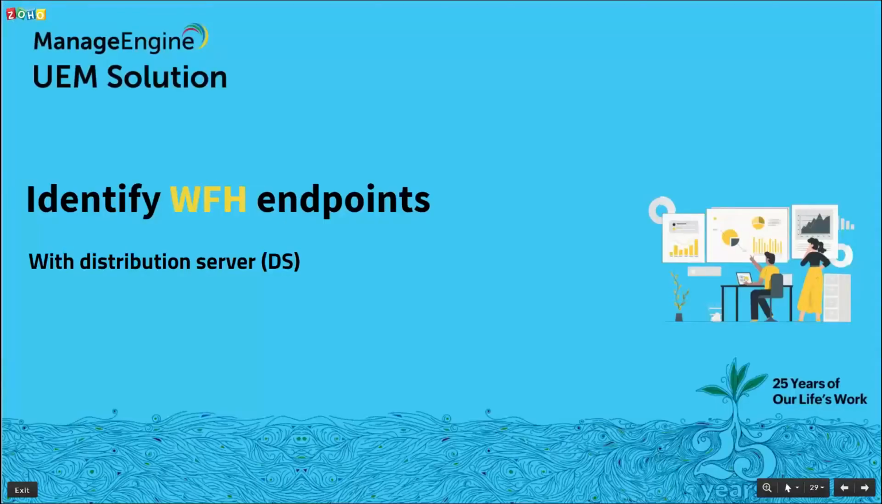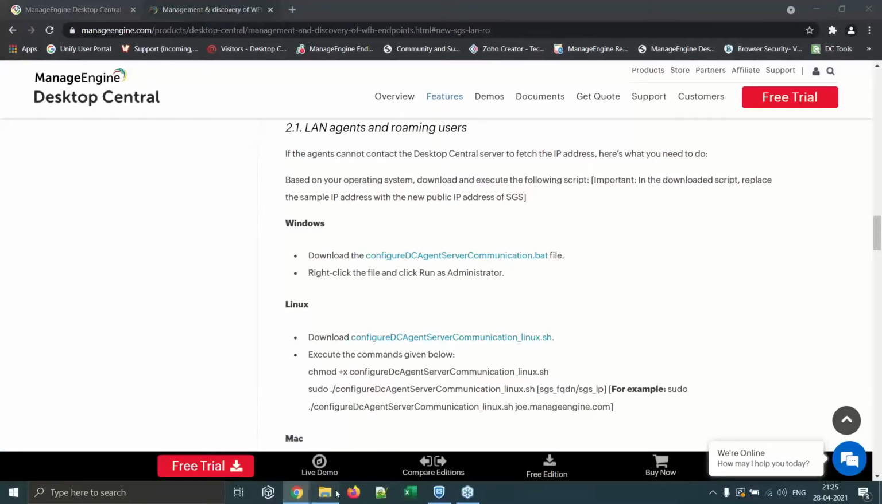Now, I hope this is clear, guys. If you have any question, my humble request, please use the chat window to get your answers. Now, let's identify work from home endpoints who are connecting via the distribution server. Since we have limited time for this training, I've already done this, and I've created a video for you guys. Let me play that, and then I will explain.